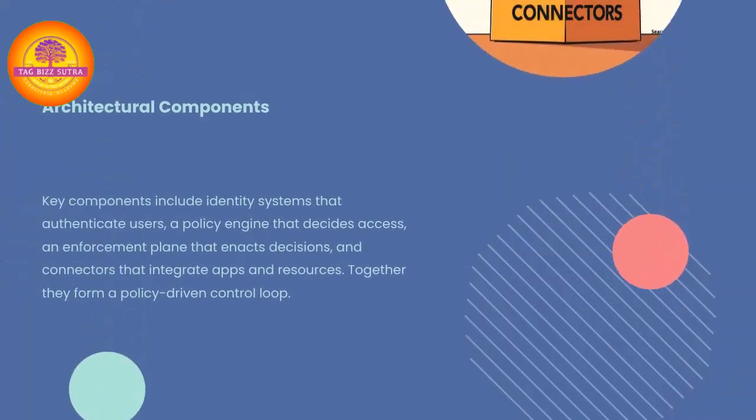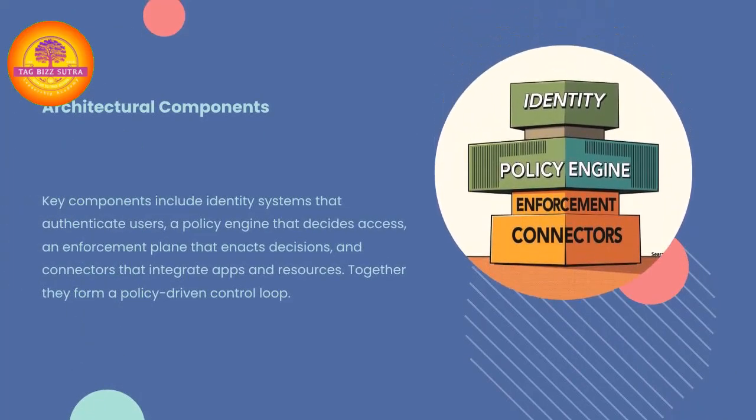Key components include identity systems that authenticate users, a policy engine that decides access, an enforcement plane that enacts decisions, and connectors that integrate apps and resources. Together they form a policy-driven control loop.